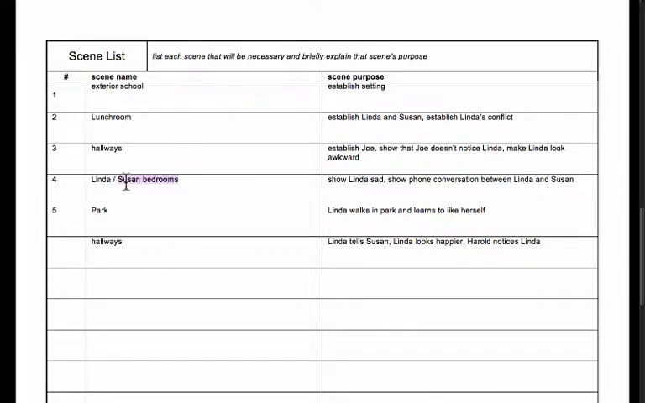All right, the next scene is going to take place in a couple of bedrooms. We're going to have Linda in her bedroom and Susan in hers, but I'm listing it as one scene because they're going to be talking with each other on the phone. We're going to cut back and forth between the two of them while they're each sitting in their rooms talking on the phone. In this scene, we're going to show how sad Linda is, and we're going to have Susan give her some advice, and really they're going to talk about what's going on.